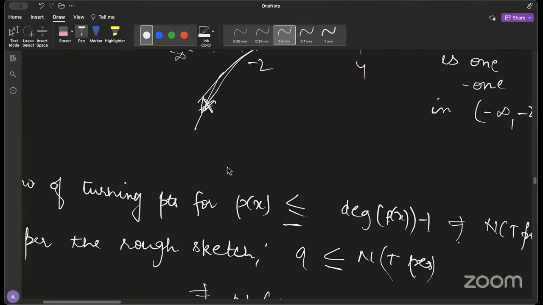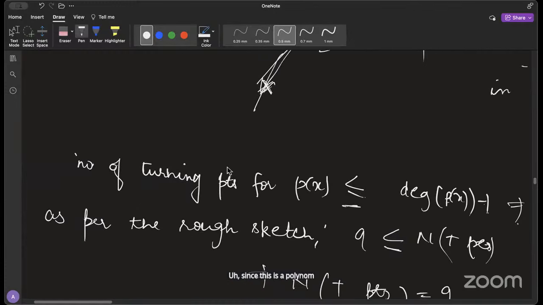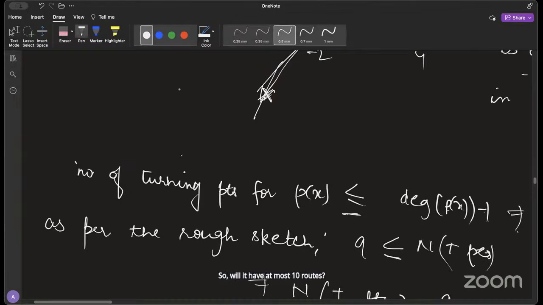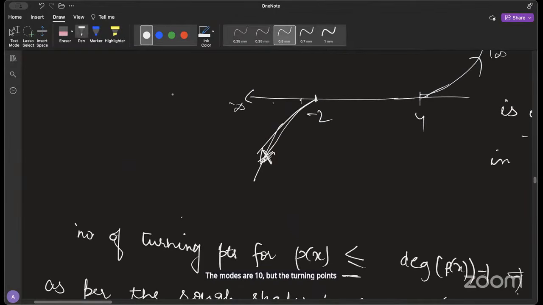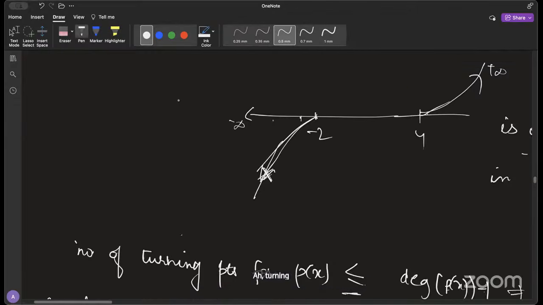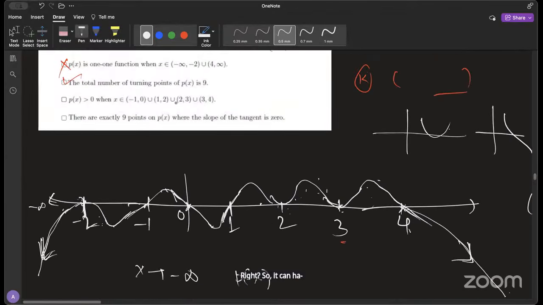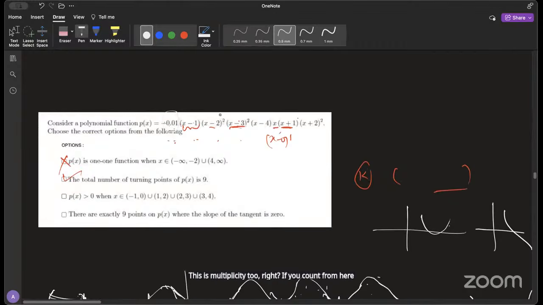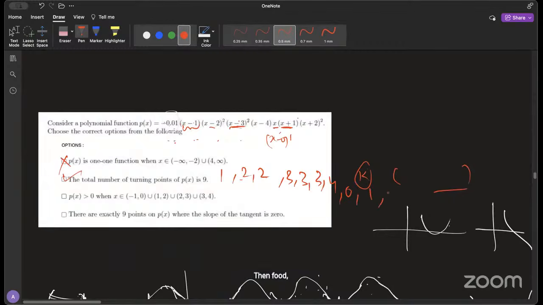Since this is a polynomial of degree 10, will it have at most 10 roots? The roots are 10, but the turning points are the roots of the derivative. So counting multiplicity, it does have 10 roots. This is multiplicity 2, right? If you count from here, this is multiplicity 2, so 2 is repeated 2 times: 2, 2. Then 1 is 1 time. 3, 3, 3. Then 4, 0, 1, and 2.